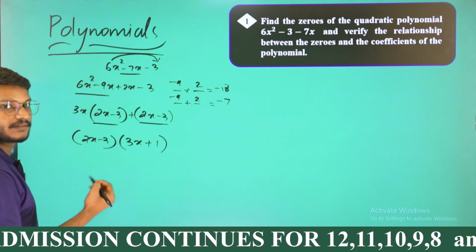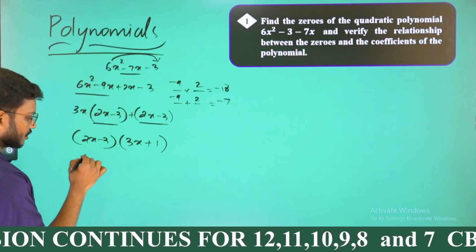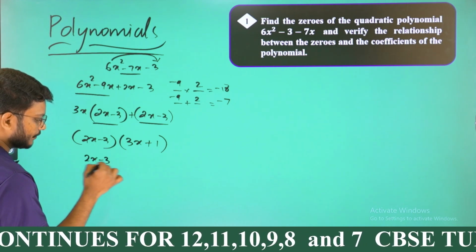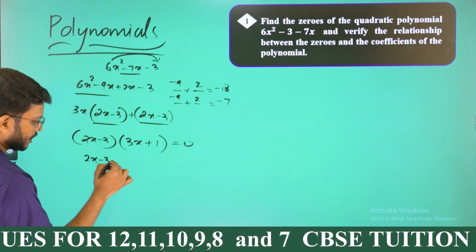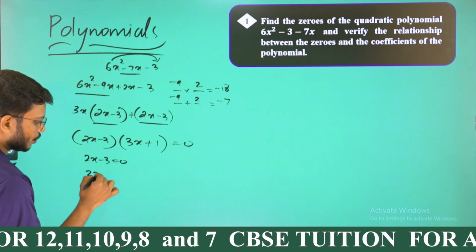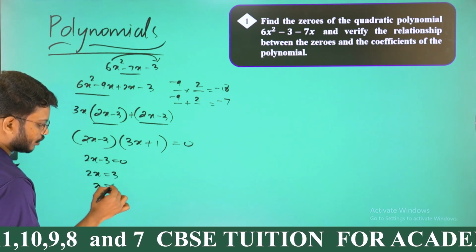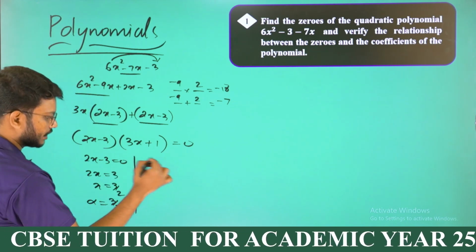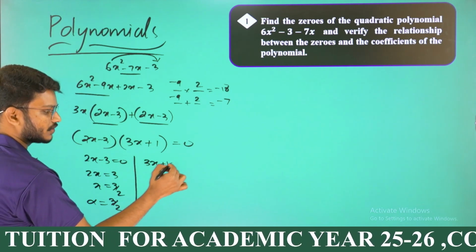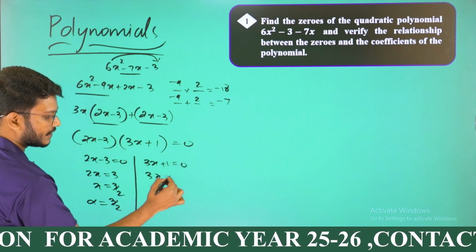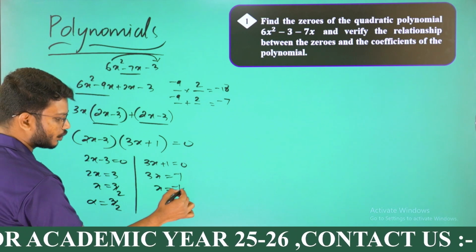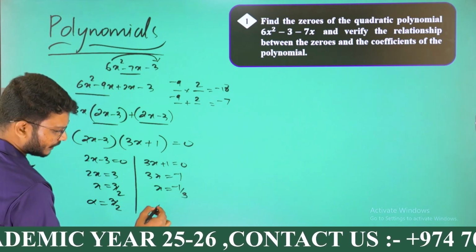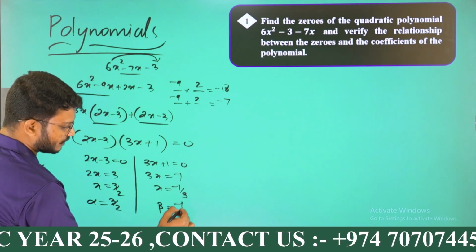So from here we can find the zeros alpha and beta. So 2x minus 3 will be equal to 0. So 2x is equal to 3, x is equal to 3 by 2, alpha is equal to 3 by 2. And 3x plus 1 is equal to 0, 3x is equal to minus 1, x is equal to minus 1 by 3. So beta is equal to minus 1 by 3.